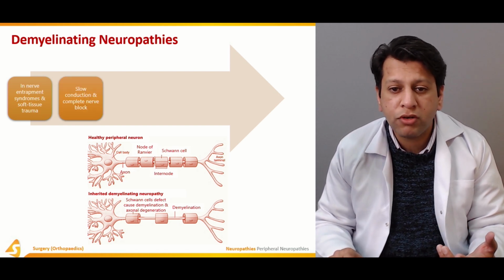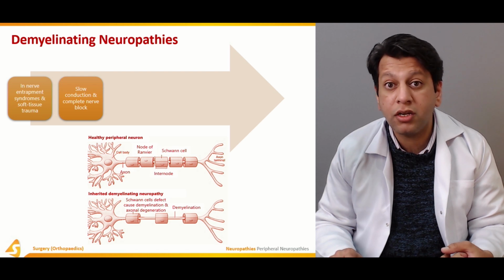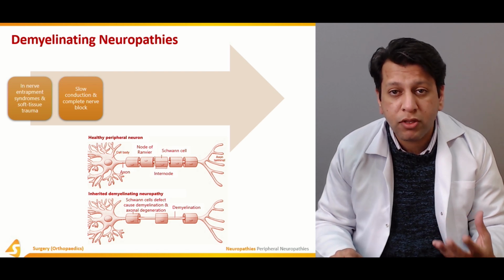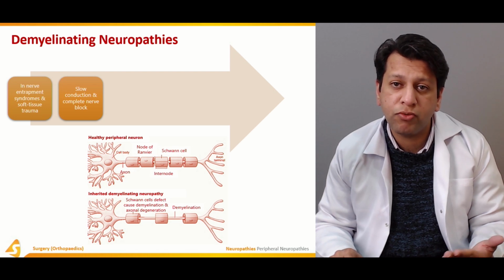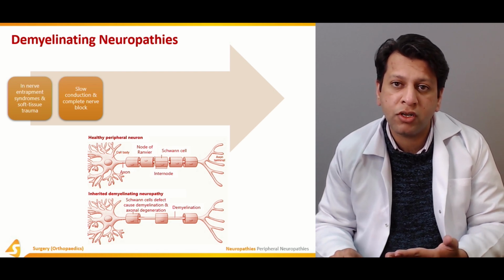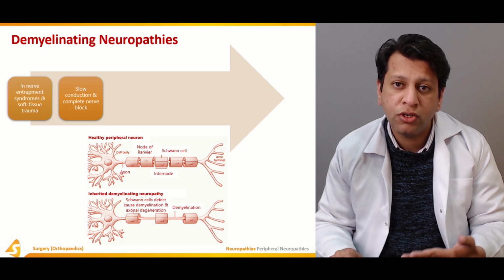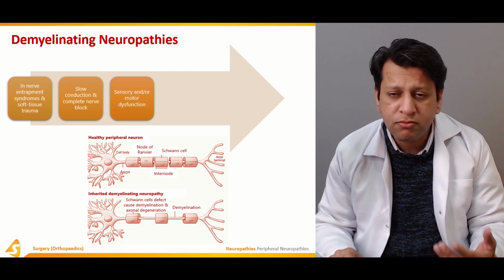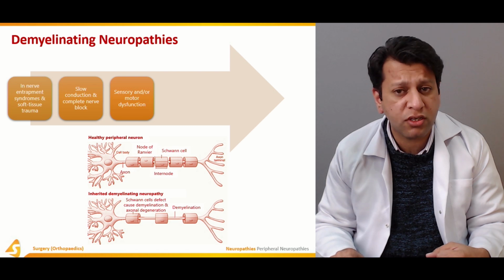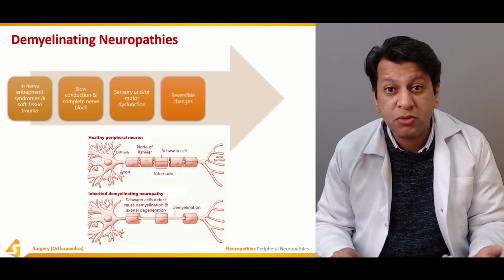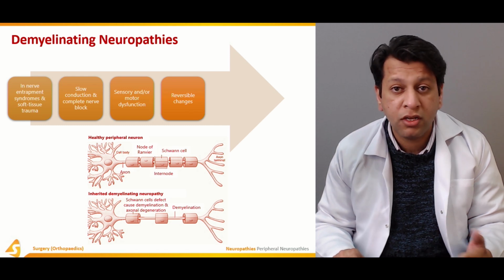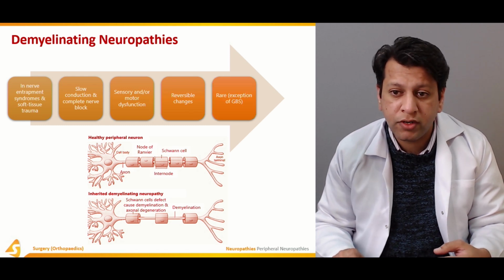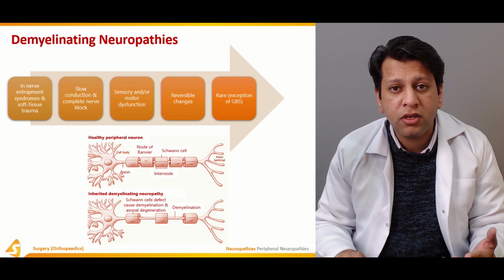It slows down the conduction and may result in a complete nerve block, because now the myelin is lost and the nerve impulse cannot jump from one node of Ranvier to another. Therefore, it slows down the conduction. It may be associated with sensory and motor dysfunction. Sometimes it's reversible. Sometimes the injury could be so severe that it may result in a complete loss of nerve function. The exception is GBS.